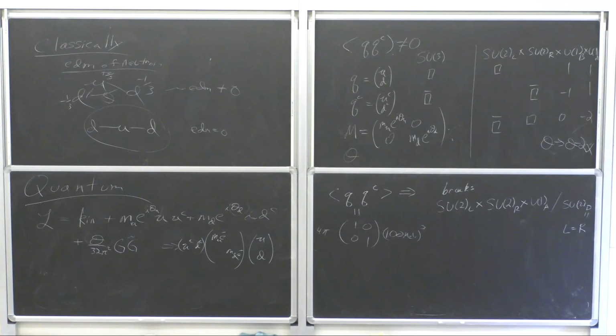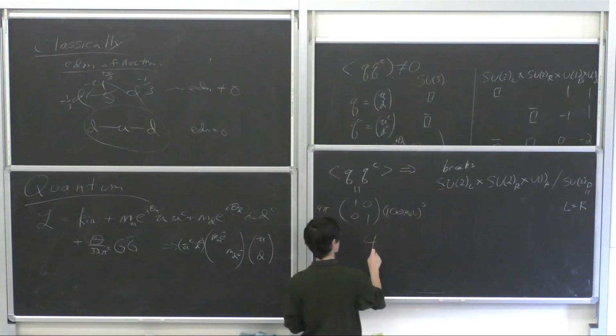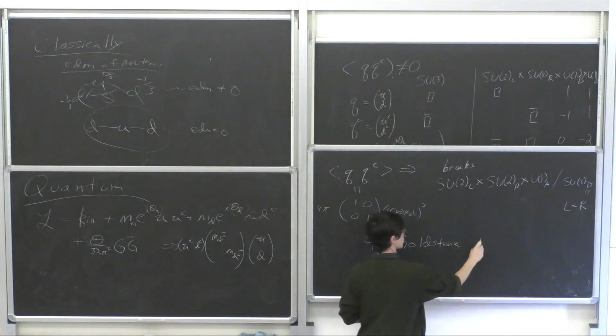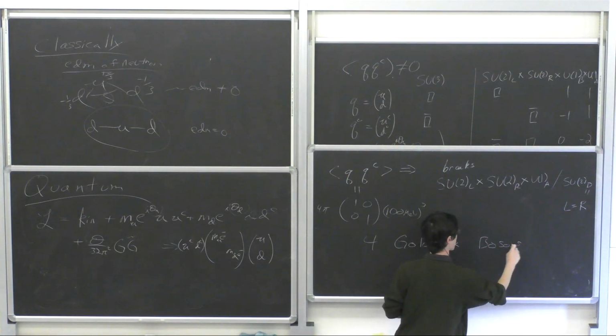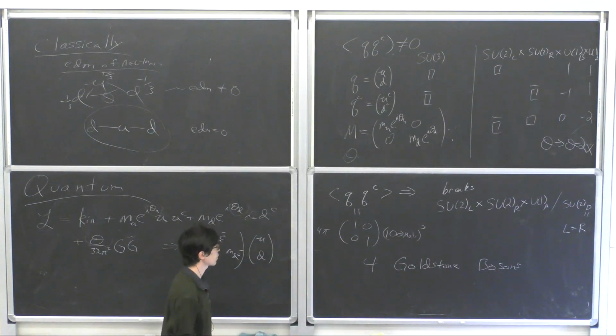Okay. So I have broken one SU2 and one U1A, and so I should have 4 Goldstone bosons. First, how do I parameterize these Goldstone bosons?